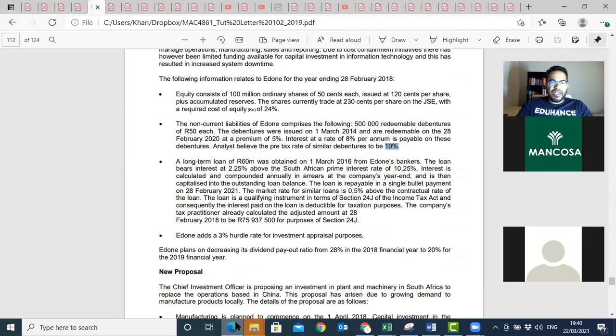They're saying the non-current liability comprises 500,000 redeemable shares at 50 Rand each. So the nominal value, the face value, is the same thing. In this case, the nominal value is 500,000 debentures times 50 Rand. The debentures were issued on 1 March 2014 and are redeemable on 28 February at a premium of 5%. So therefore, the future value is nominal value plus 5%. So let's go and work that out.